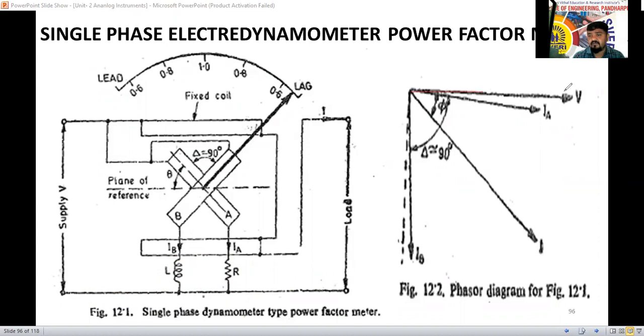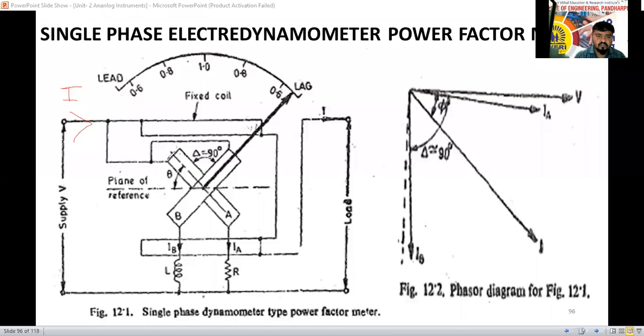I will draw that as V here. In this one, the total current lags the voltage, not by 90 degrees, because it is a combination of resistance and inductance. First, before this, there is the total current I. I is equal to Ia plus Ib.